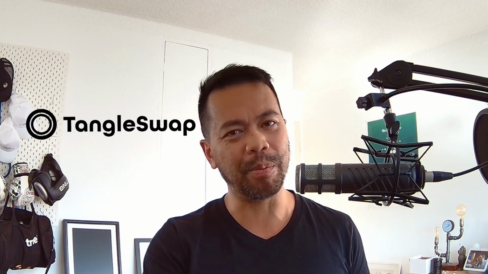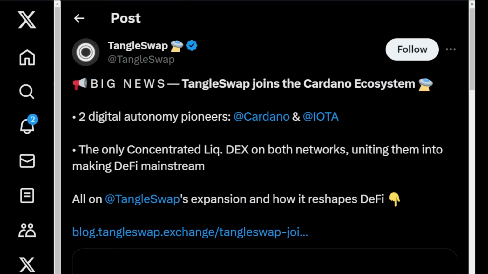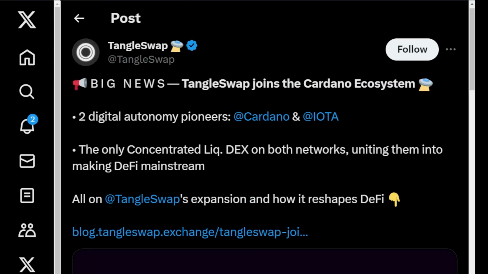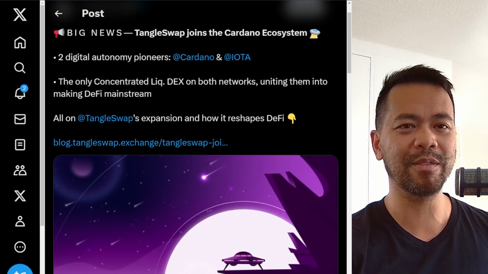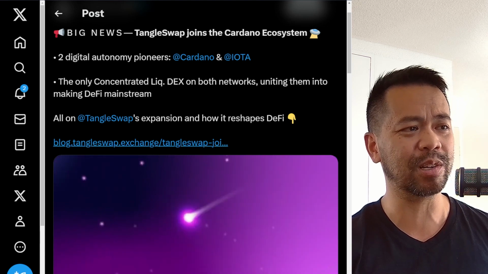One of the big announcements this week is with TangleSwap and their integration to Cardano. TangleSwap is a DeFi protocol that's built on IOTA, and they've recently announced that they are now building on Cardano and integrating all of their products over to the Cardano ecosystem as well. So I had a little bit of a dig into this one to find out exactly what's going on.